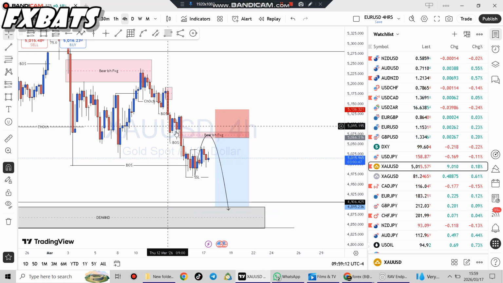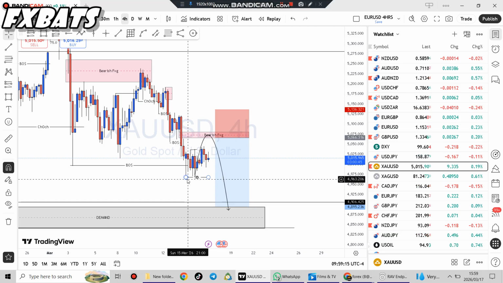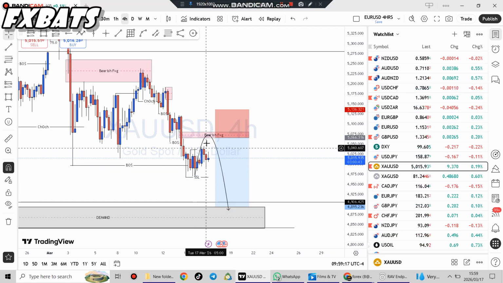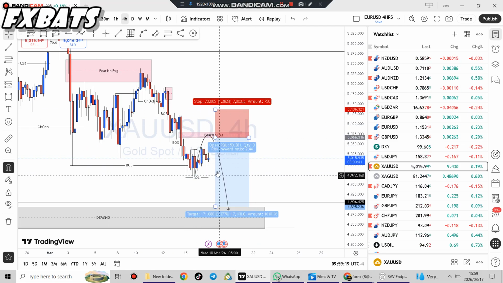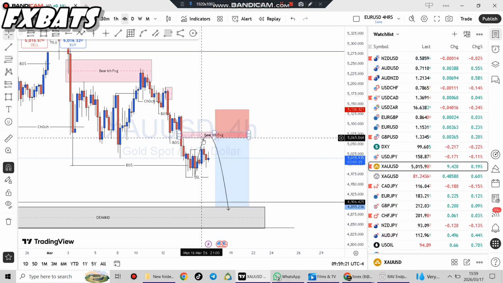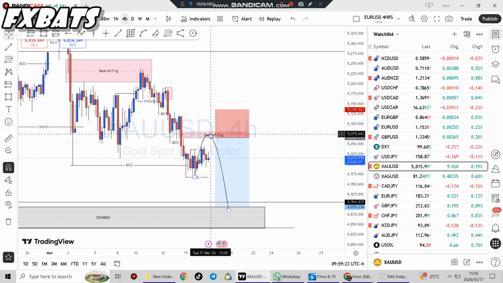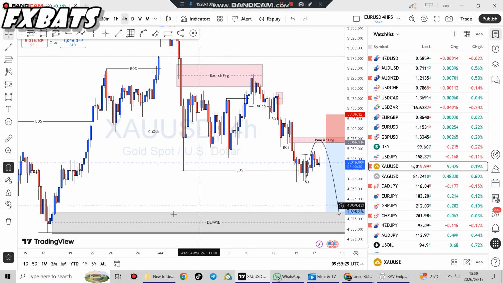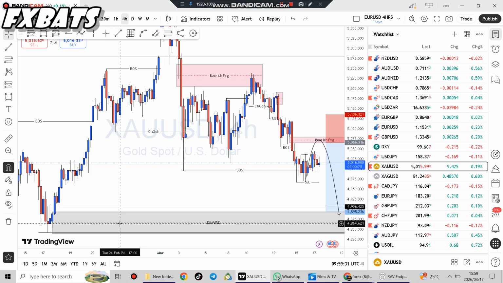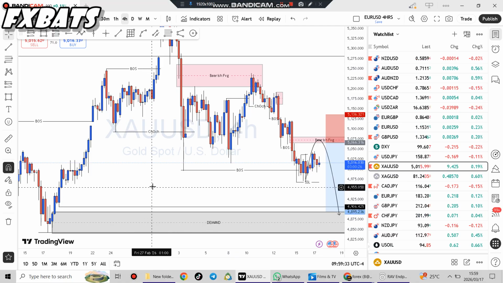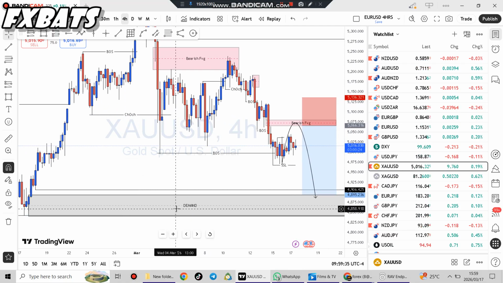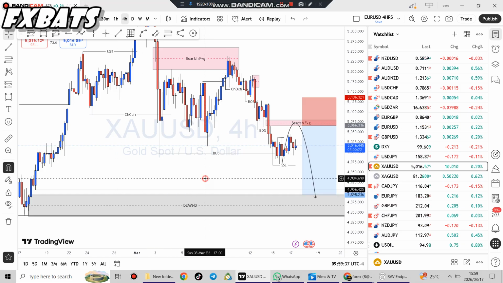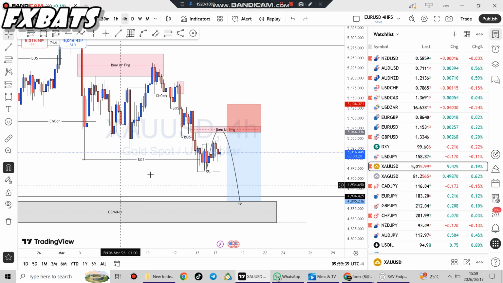So basically, price already took the external range liquidity. Now we're aiming for the internal range liquidity. So we are likely to mitigate and tap this area of imbalance, fair value gap, so that we see price continue to come to this area of discount. This is the TP area that we see. The demand area is still valid. So I'll be waiting for shorts.